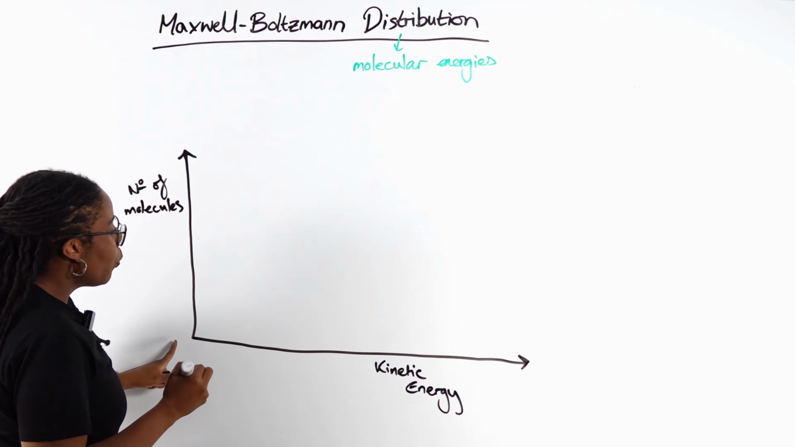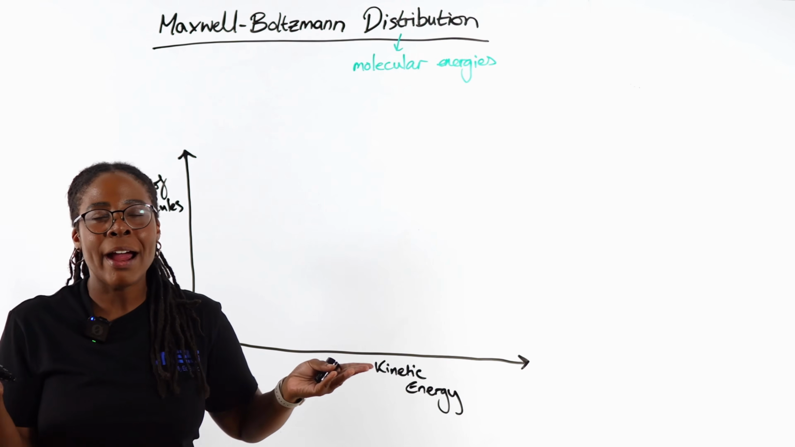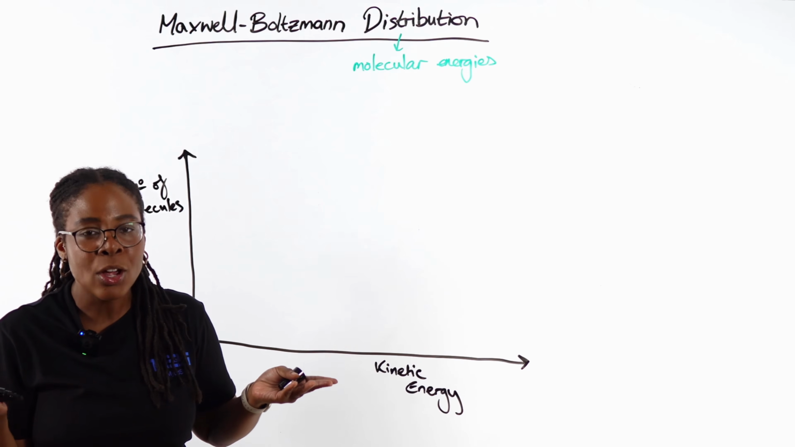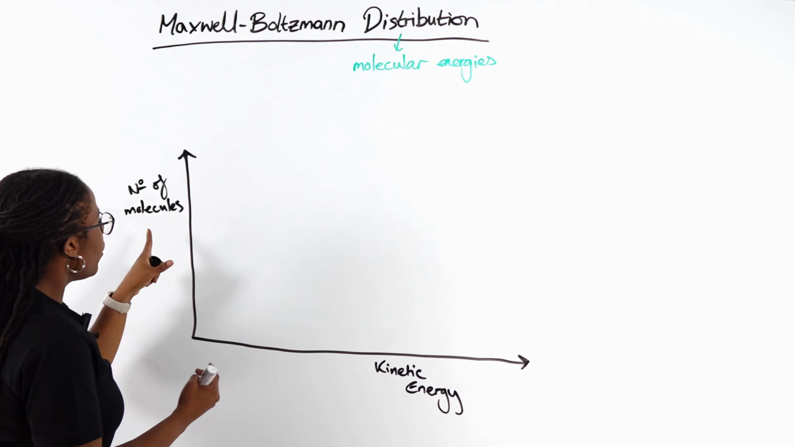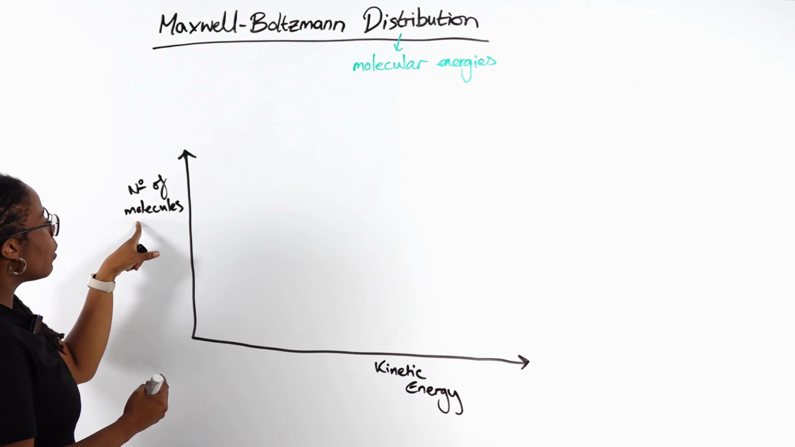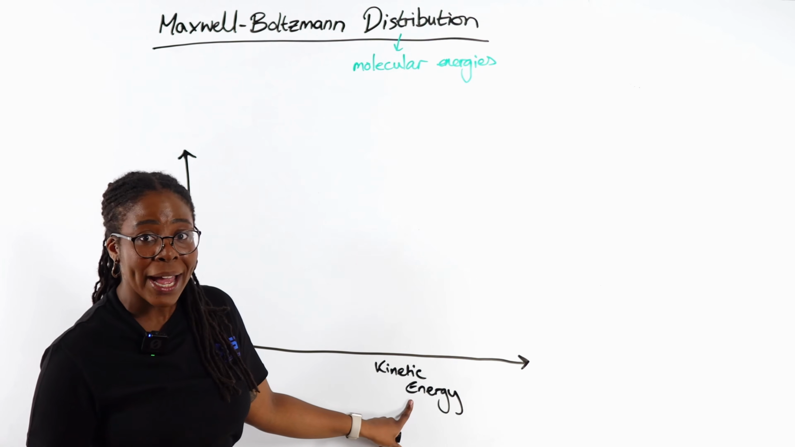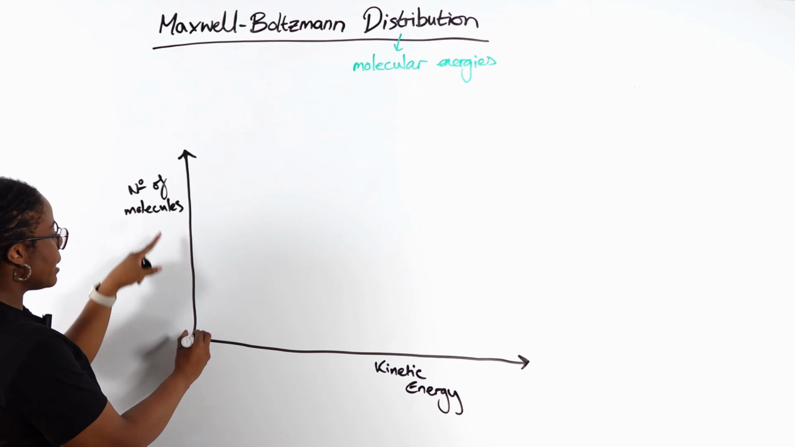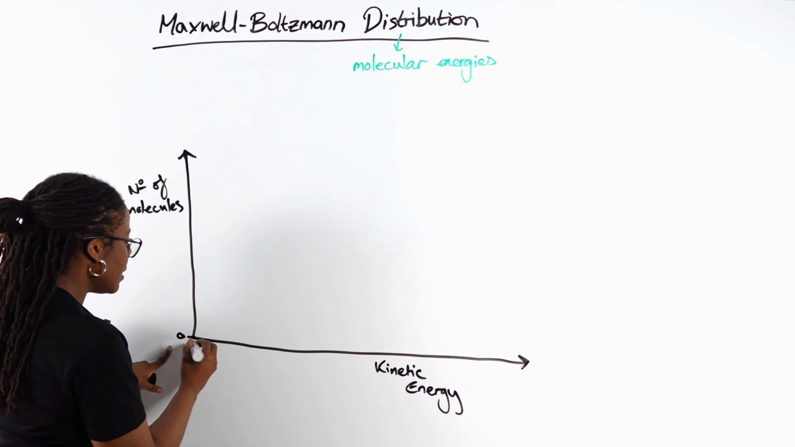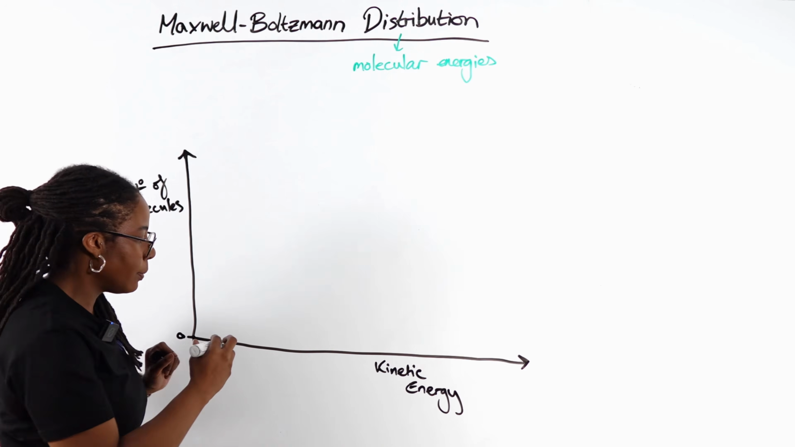So if we now construct the curve with that in mind, because we would not be carrying out this reaction at 0 Kelvin, all of the molecules will have at least some energy. So with our axis here of number of molecules on our y-axis and kinetic energy on our x-axis, we know that there are 0 molecules that have 0 kinetic energy. So we must start at the origin, 0, 0.